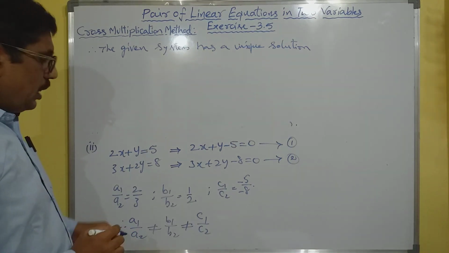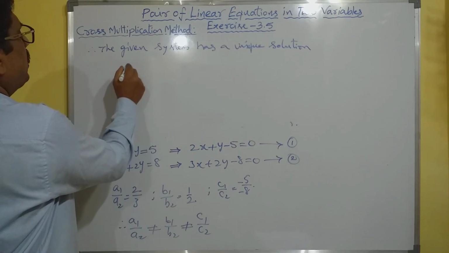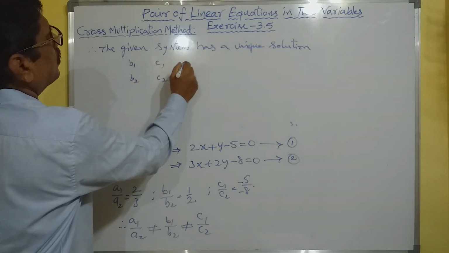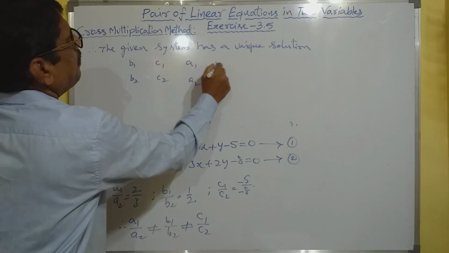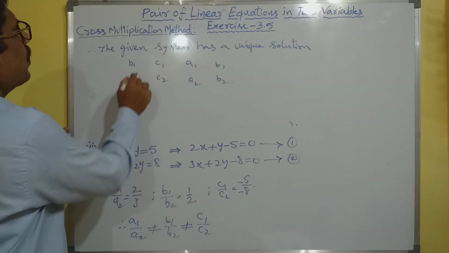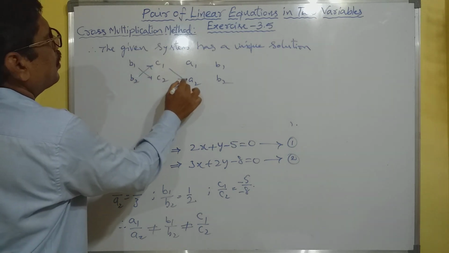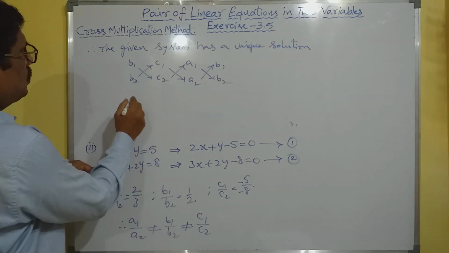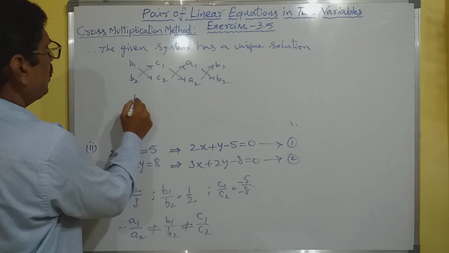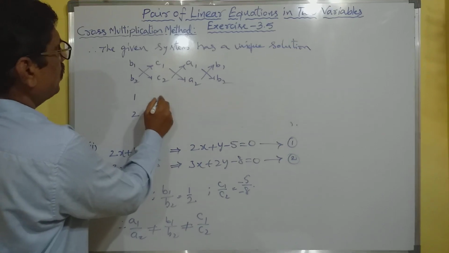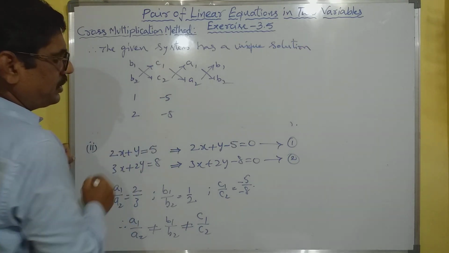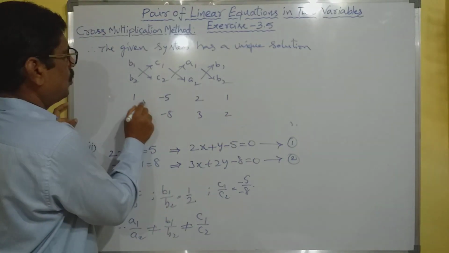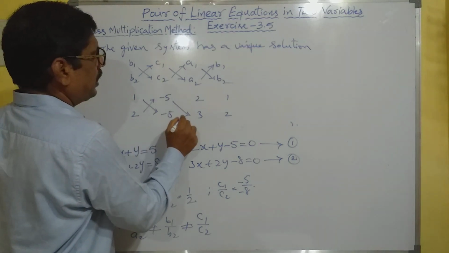For that, let us write the coefficients first in this way: b1 b2, c1 c2, a1 a2, again b1 b2. In this way, if you write, so I'll take the numbers here: b1 b2 1 2, c1 c2 minus 5 minus 8, a1 a2 2 3, again b1 b2 1 2. So cross product we can take like this.